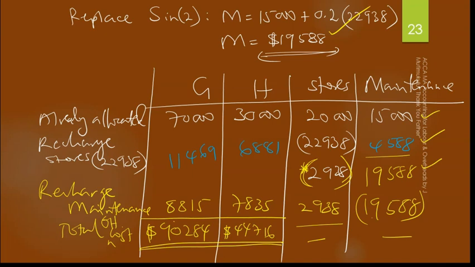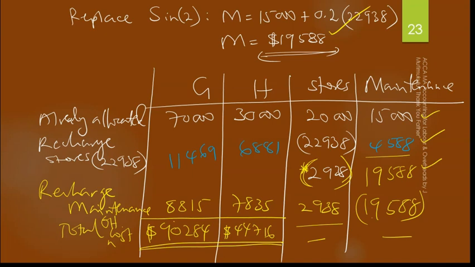So in this case, you can see that the production departments G and H are now bearing all the costs of the service centers. We have done the reapportionment as required by the question.